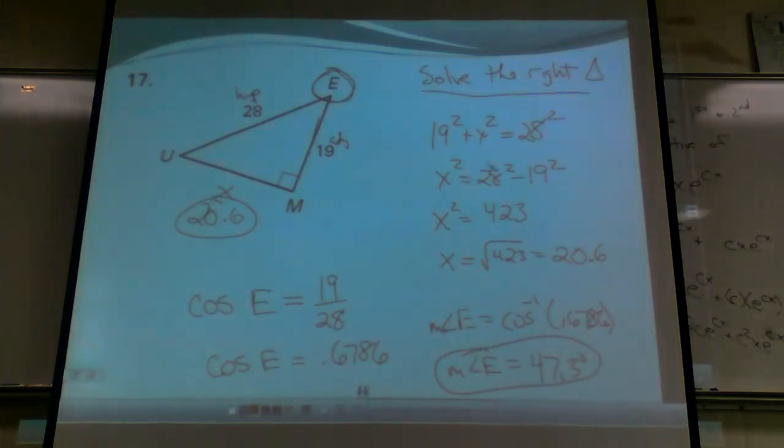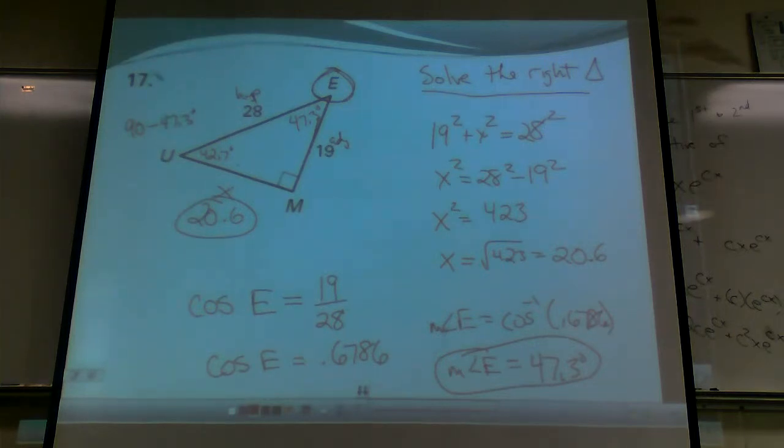Okay? And then that's really the bulk of the work that you're doing, because to get the other angle, you just have to do 90 minus whatever number you just found. Okay, so 90 minus 47.3 would get you this one, hopefully 42. Okay? And then you'd be done. I've solved it. I know all the side lengths now. I know all the angle measures. That would be the entire problem.